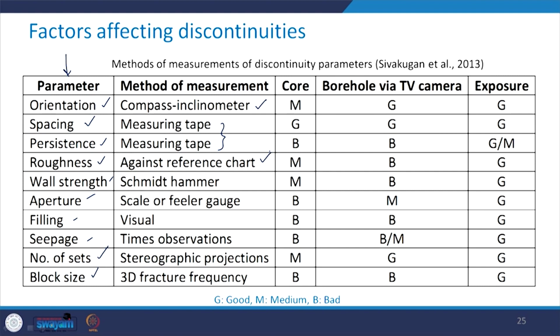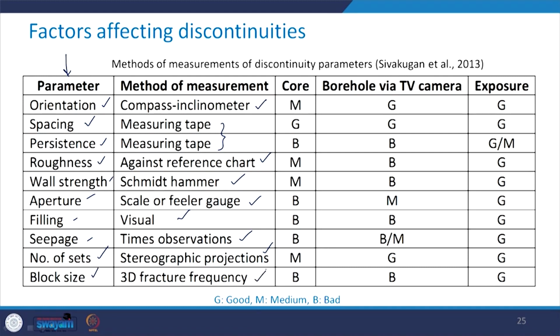Wall strength, we have seen how to determine this using the Schmidt hammer rebound test. Then aperture, either you use a scale or a feeler gauge. Filling, visual. Seepage, you have to have visual observation with respect to time. Number of sets, stereographic projection comes into the picture. Block size, we have 3D fracture frequency.